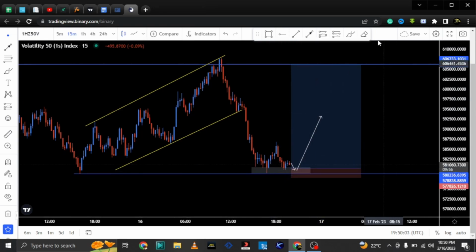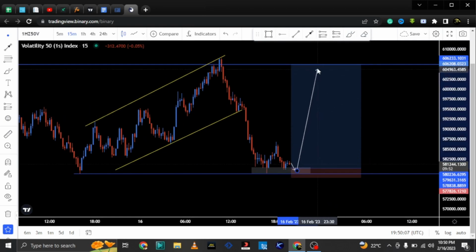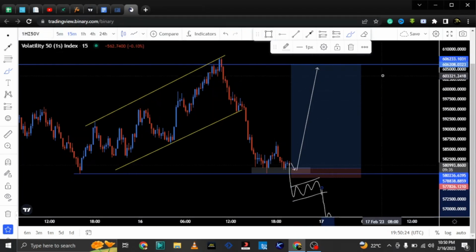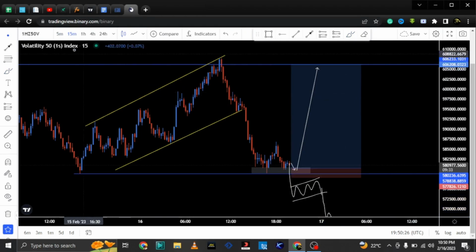But remember, the overall higher time frame bias is we are looking for what? We're looking for selling opportunities, but of course we won't sell here unless this market breaks and maybe gives me something like this, which is a confirmation that it's going to continue going down. That is when now I'll be interested in selling. All right, guys, so that's what I'm looking at on volatility 50.